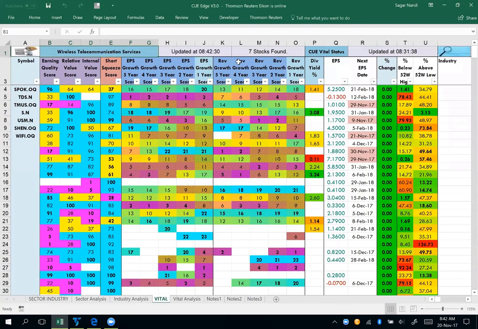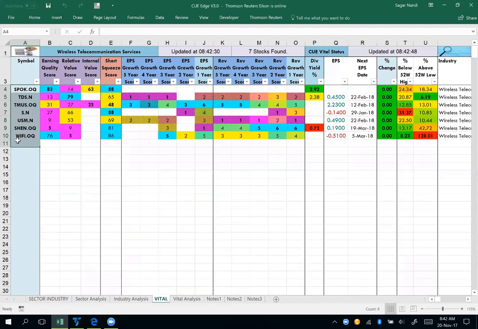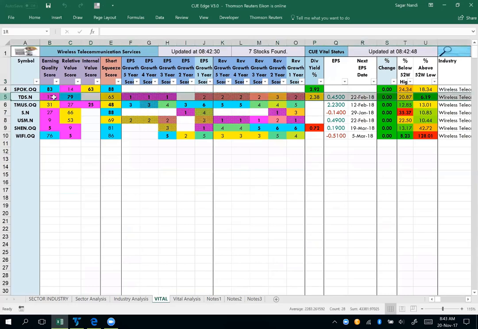QH has identified 7 stocks. We can click the calculator button to retrieve data on these 7 stocks and calculate the vital statistics. From the color coding, we can instantly see that TDS is the only stock which has good valuation, optimal valuation. The relative valuation score is 79, but we may just look at the color coding. It is in cyan color.